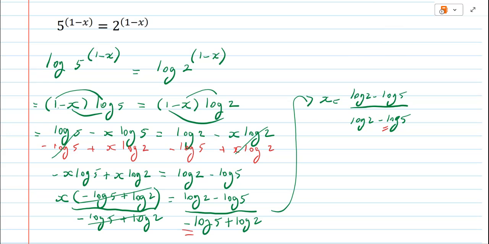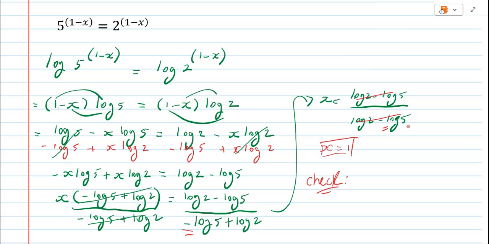Instead of writing negative log 5 plus log 2, I put down log 2 minus log 5, which is identical. And look what is happening. The numerator of this fraction says log 2 minus log 5. The denominator says log 2 minus log 5. So what's going to happen? You divide. And when you divide, what do you get? You get 1. So the final answer is x equals 1. Now, go ahead and check your answer.